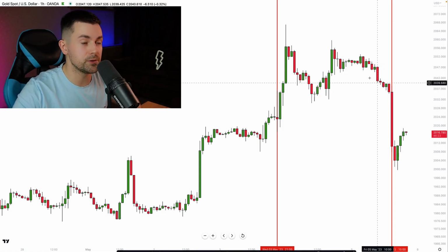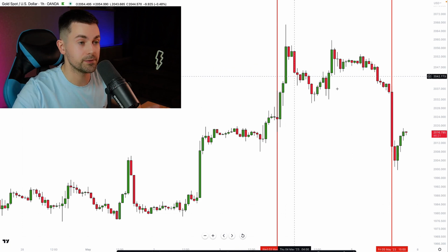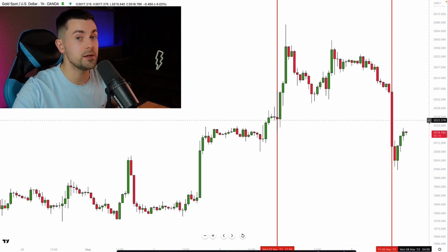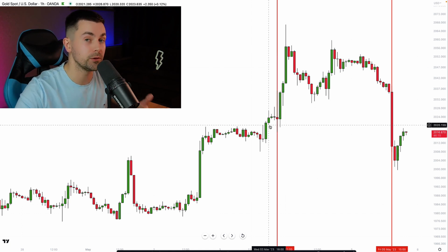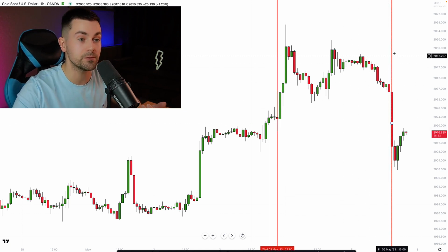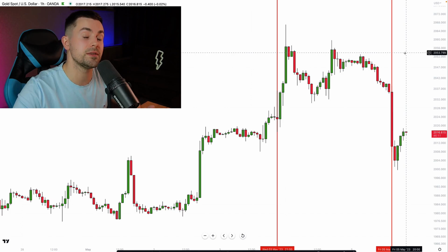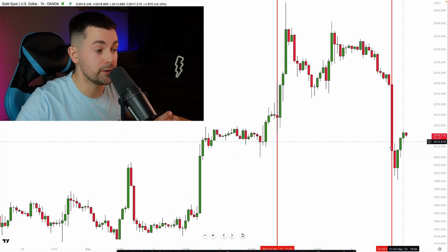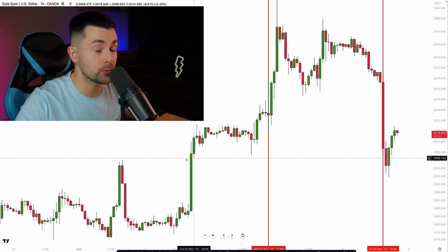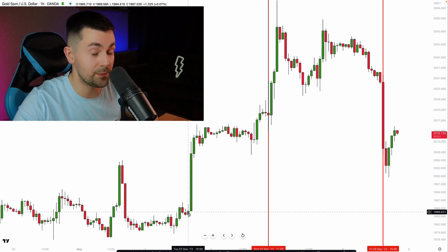And now about the strategy. Here on the chart I have two red lines. These lines represent the news release on gold. And the first line is the release of the Fed interest rate decision, and the second one is the non-farm payrolls report. Before the news, you should monitor the price action. You should pay close attention to price action and you should know what is happening with the market.